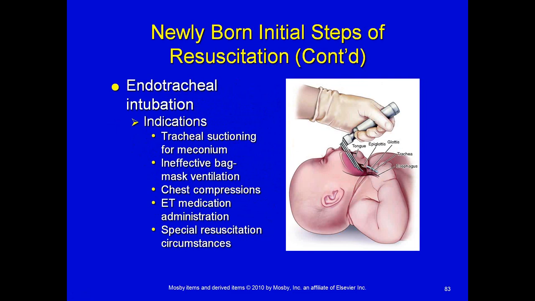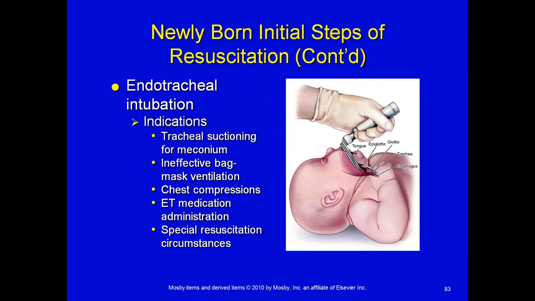Some other indications to use an ET tube on an infant certainly would include if you've got meconium and you need to suction that out. Sometimes you suction the posterior oropharynx all you can, and then you go to put an ET tube in and you visualize the glottic opening and it's all full of meconium. Then you may have to pass a tube and suction the meconium out through the tube.